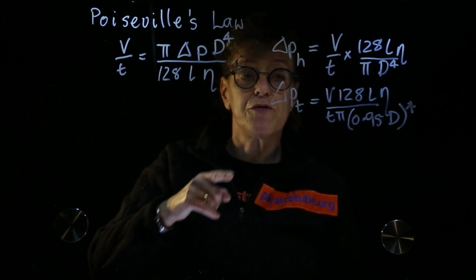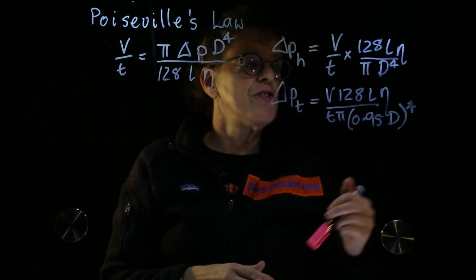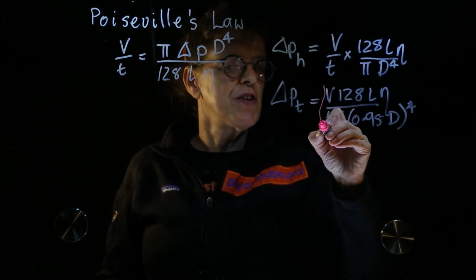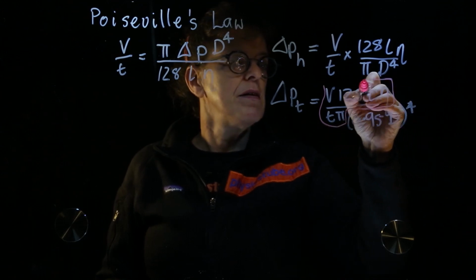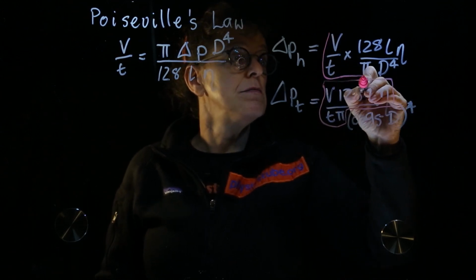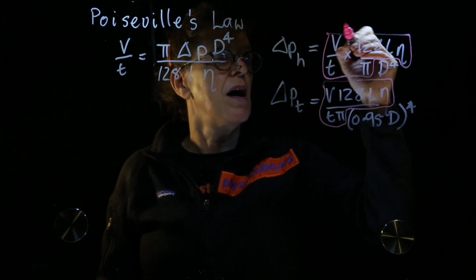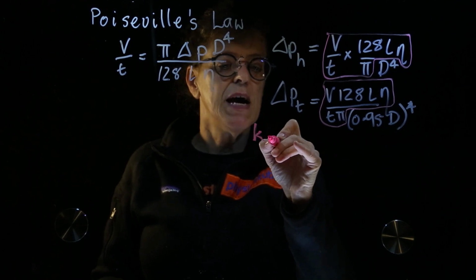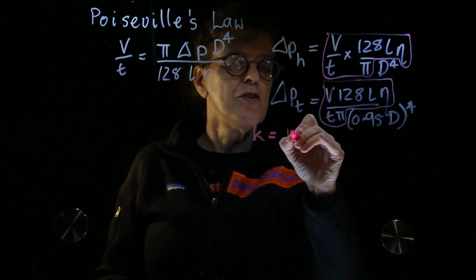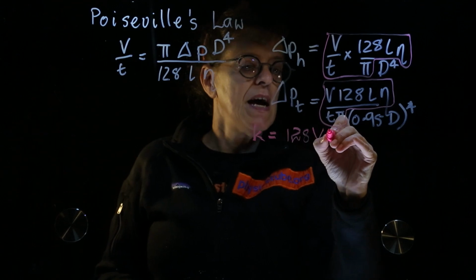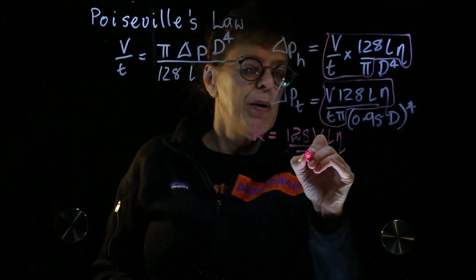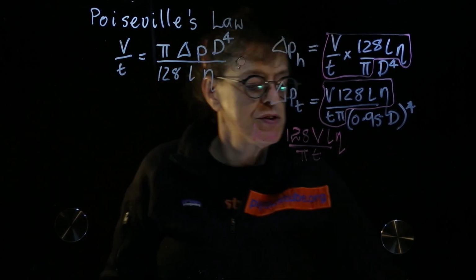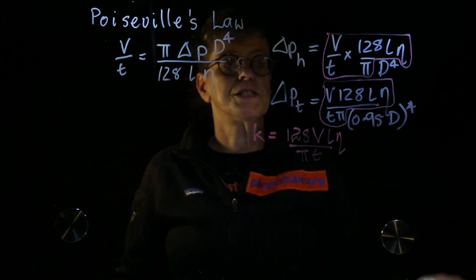My pen is about to fall off the table. So I'm going to do a big fat cheat here. I'm going to say that all of this stuff here and all of this stuff here are essentially the same thing. And I'm going to say that K is equal to 128 VL eta over pi T. And then I can rewrite these two equations in a slightly more civilised manner, especially if I rescue my pen.